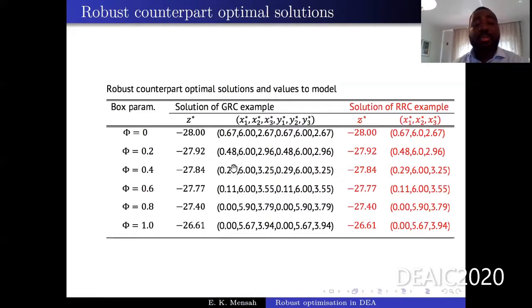And to see this, a numerical example produced this result, where we have the optimal solution for the general robust counterpart. The objective function values are here. Then we also have for the reduced robust counterpart, the objective function values are here. You see that they are both equal. It means that in reducing the model complexity for problems with non-negative decision variables, we have not sacrificed the optimal solution of the model using the reduced robust counterpart that we propose. However, we've been able to save a lot of computational resources.